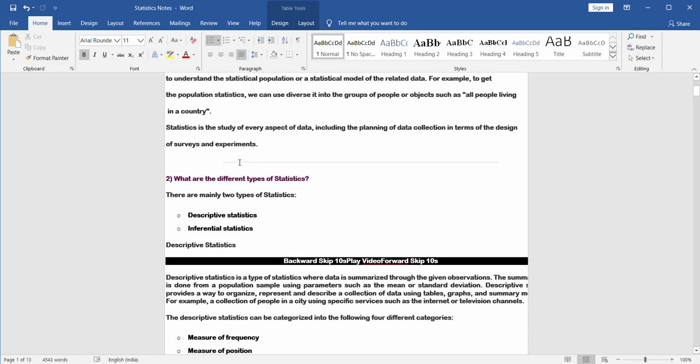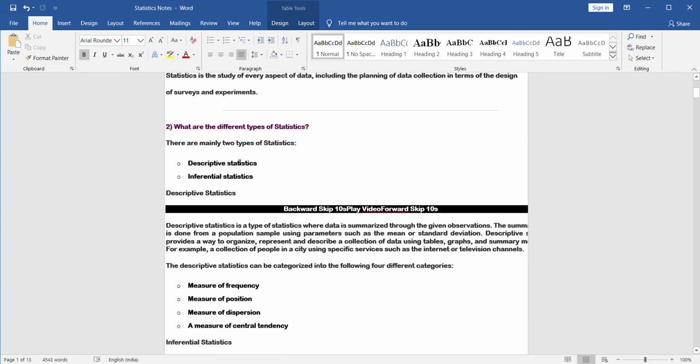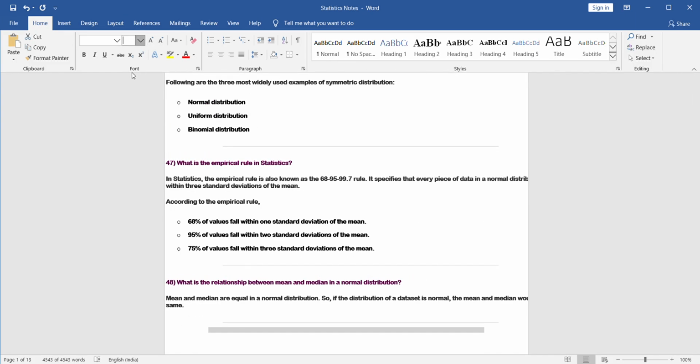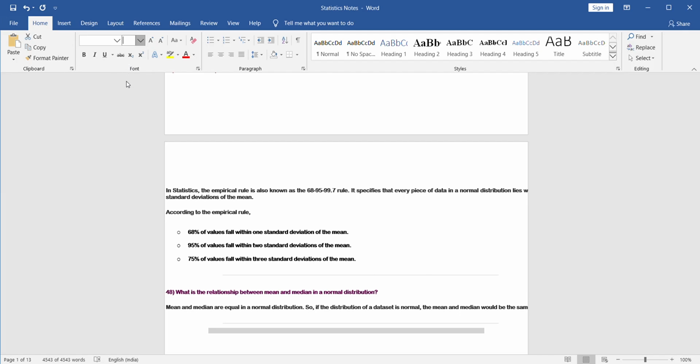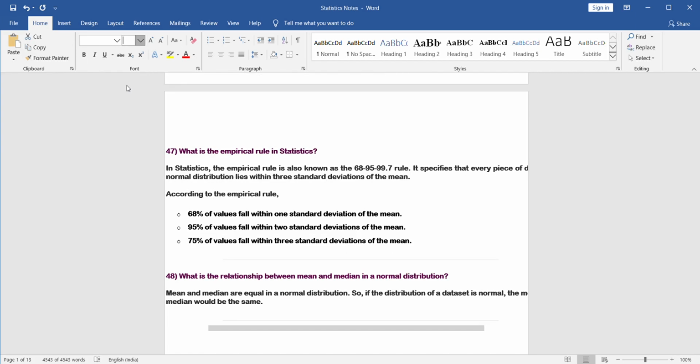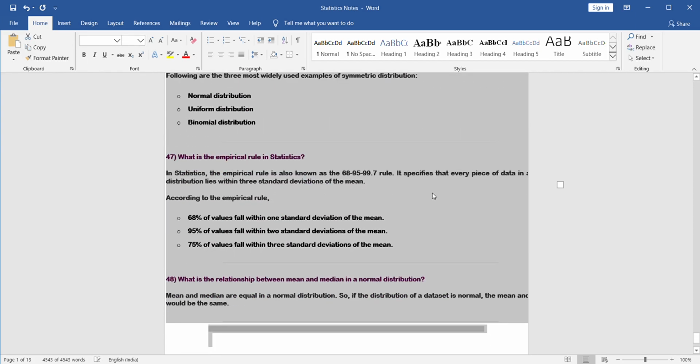Descriptive, and you can say inferential statistics. Descriptive. What about descriptive? What is descriptive, guys? Can you guess?